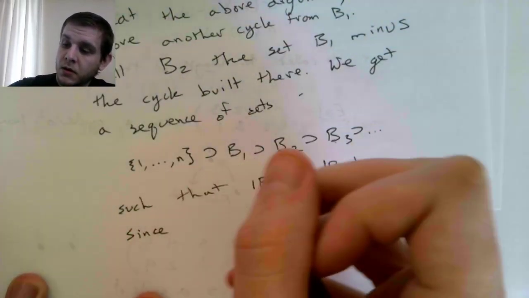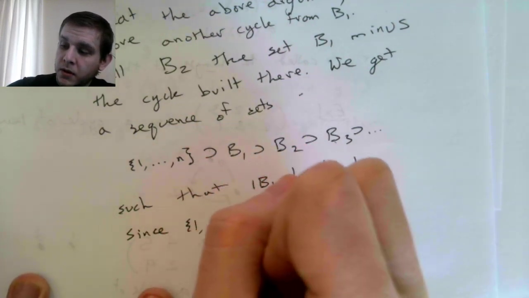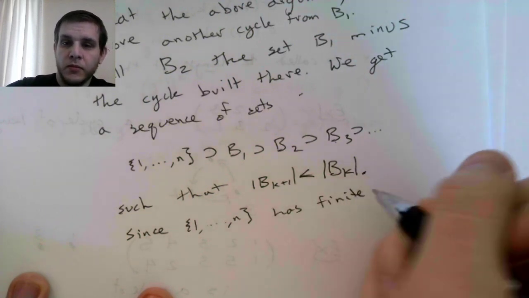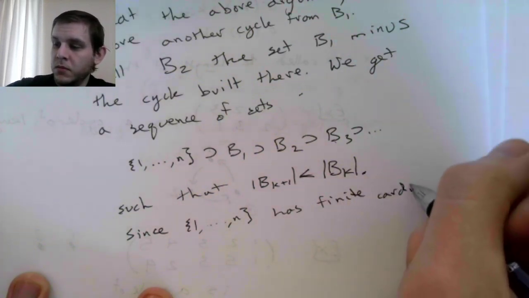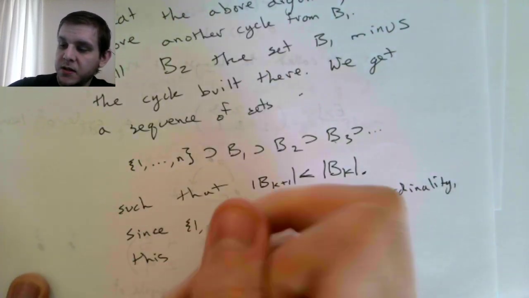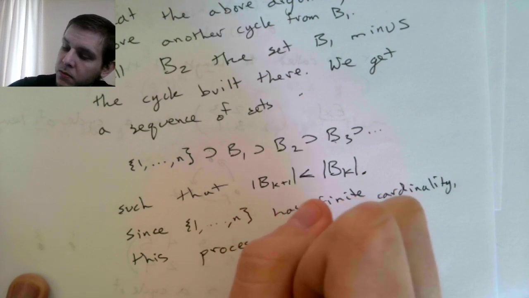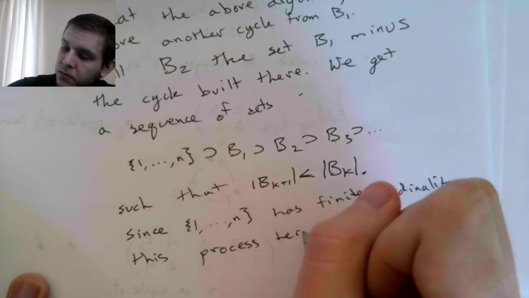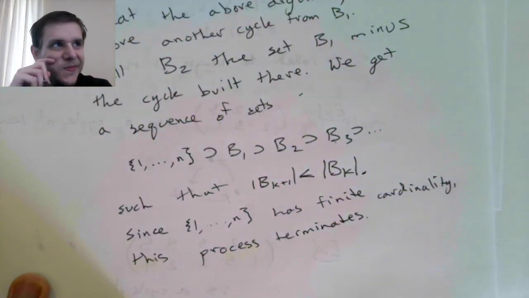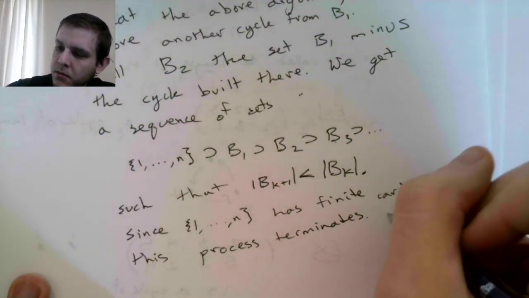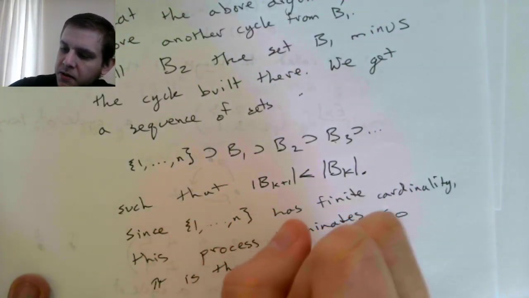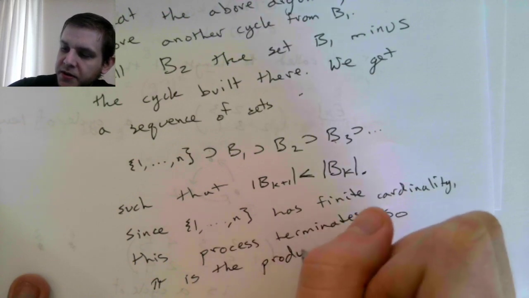Since 1n has finite cardinality, this process terminates. So pi is the product of these disjoint cycles.